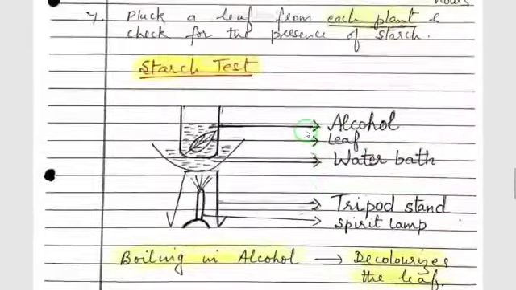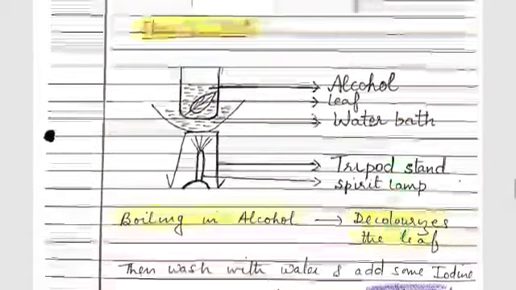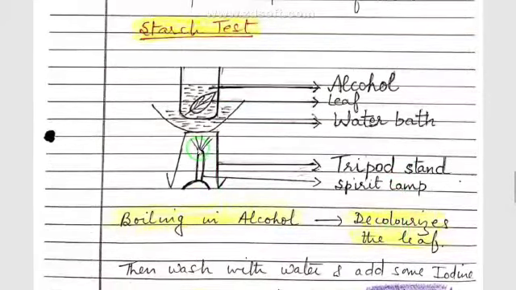So how do we test for starch? You have already learned this process in class 9. Again we will revise this. For starch test, we have to take a leaf from the bell jar A and we'll boil it in alcohol. Put the leaf in a beaker containing alcohol and boil it over a spirit lamp in presence of a water bath. What does water bath mean? It is a container containing water and the beaker will be heated while kept in this water bath.